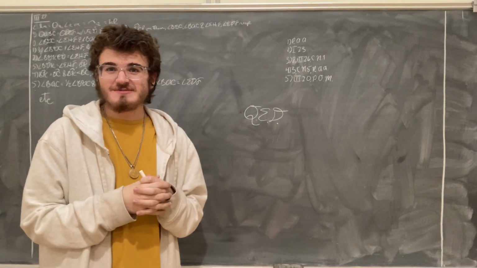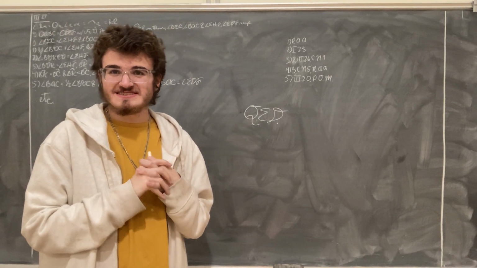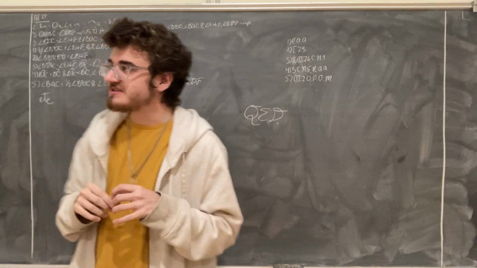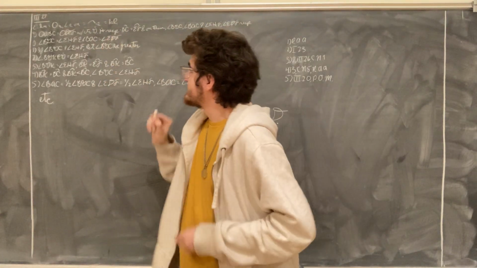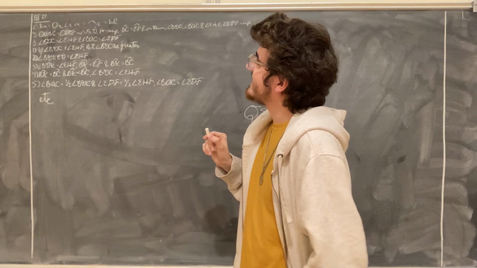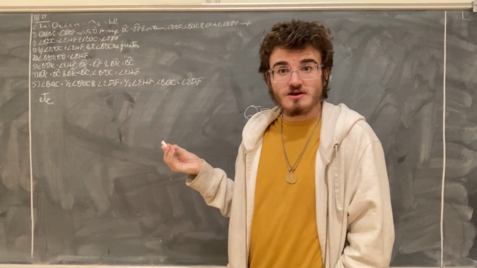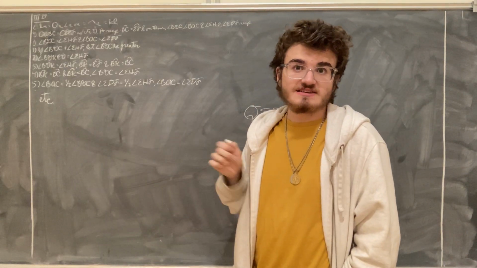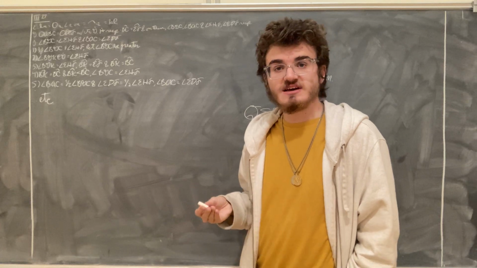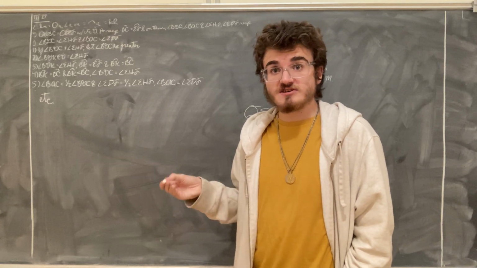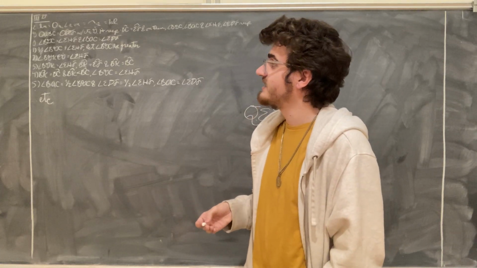Hello, this will be a demonstration of Proposition 27 from Book 3 of Euclid's Elements, which states that in equal circles, angles standing on equal arcs will be equal to one another, whether they be at the center or at the circumference. This is the converse of the previous proposition, 3.26.